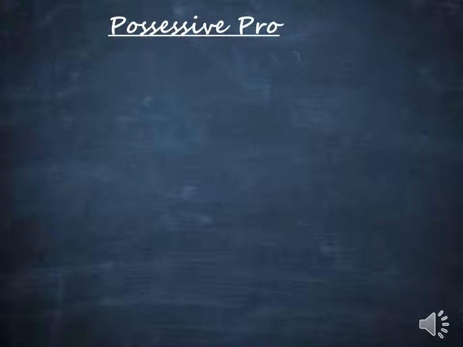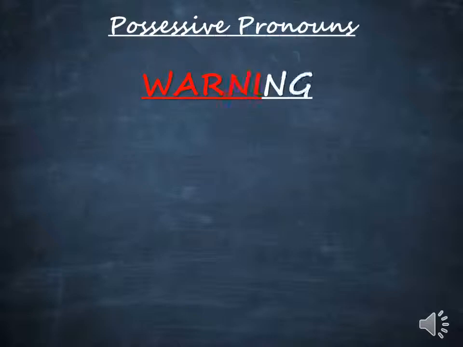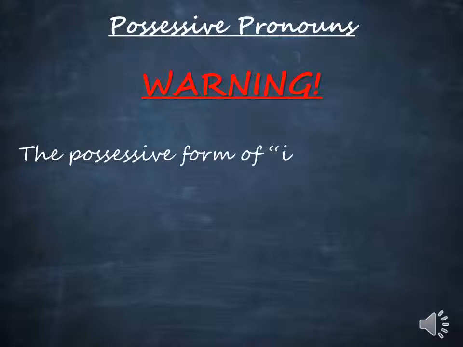This is a very common mistake that we see in students learning English as a second language. We stress how often we use the apostrophe before the letter S, but when we're using possessive pronouns, it or ours or theirs, we do not use the apostrophe. So the possessive form of it is its, not it apostrophe s.